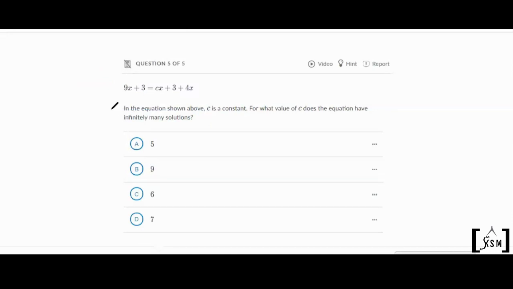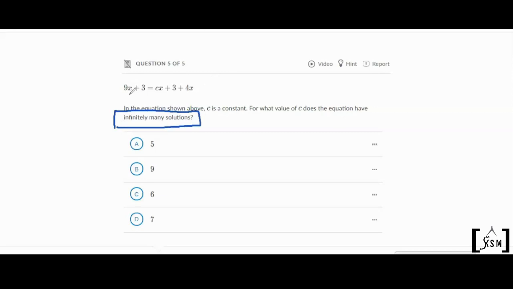Let's have a look at question number 5. In the equation above, the equation has been given to us, c is constant. For what value of c does the equation have infinitely many solutions? Again, the same kind of question we have. So let's try to solve them together.